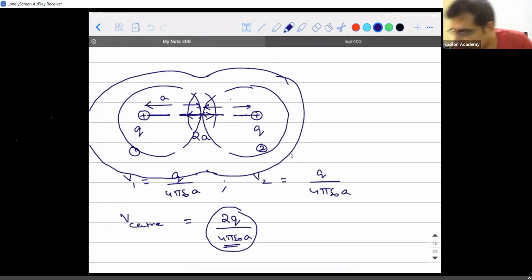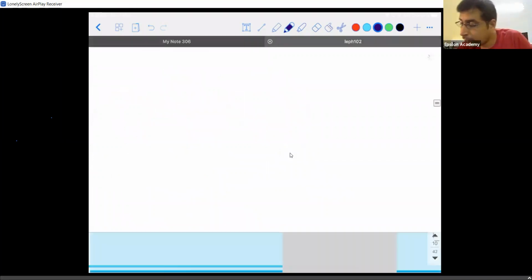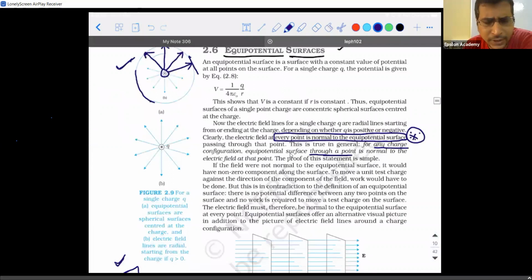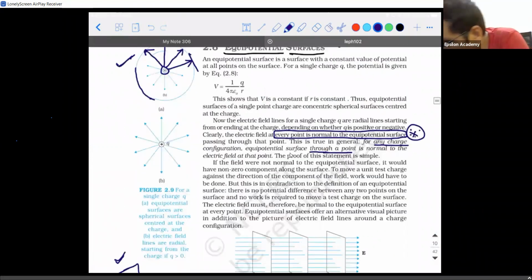Okay, so we told an important point. What is that? We told that at every point the equipotential surface is normal to the electric field lines, or the electric field lines are perpendicular to the equipotential surface. Right? Now we will understand why it is so. If this can be a question also, please mark it as important.